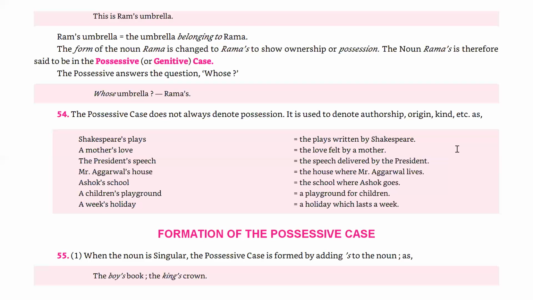Now, formation of possessive case. How do you make a genitive case of a noun? The common rule is that you need to add apostrophe and S. The boy's book, the king's crown. So when the singular noun is used and we have to make a genitive case out of it, we shall simply write the noun, put apostrophe and S after it.